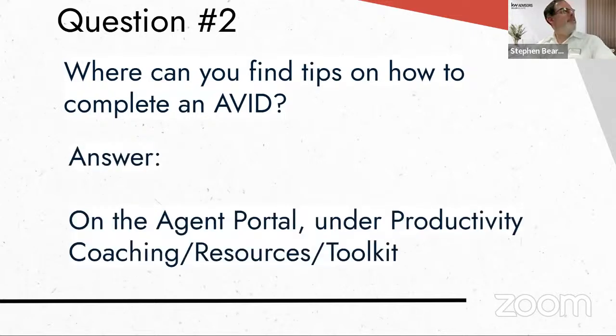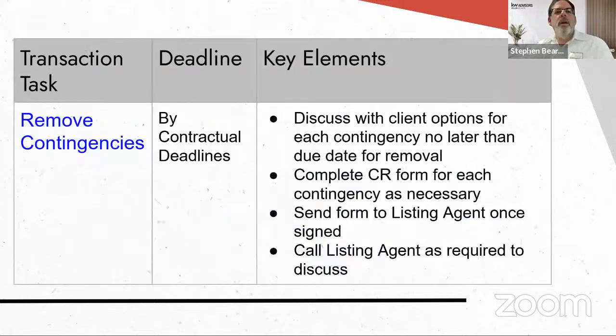All right. I just told you this, right? Okay. Remove contingencies. So in our example, there's a contingency removal deadline for each of the items. You have to get those removed by the contingency or take other steps. So you want to discuss the client options for each contingency removal no later than the day it's due. You want to complete a CR form, contingency release, for each one you're going to remove as necessary, and send the form to the listing agent. And then you may need to contact the listing agent and talk about it if you're not removing it or if you're asking for a change in the contract. So that's all part of your job too.